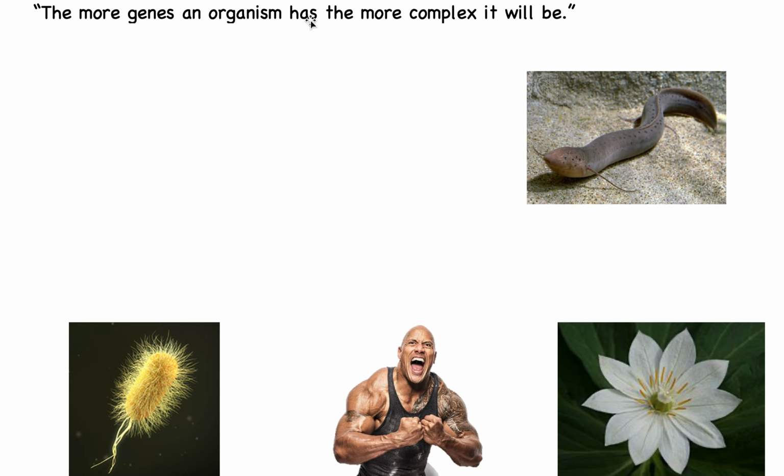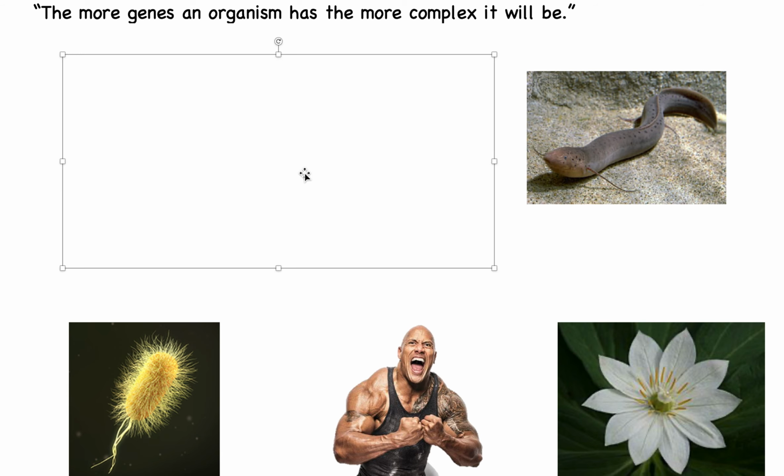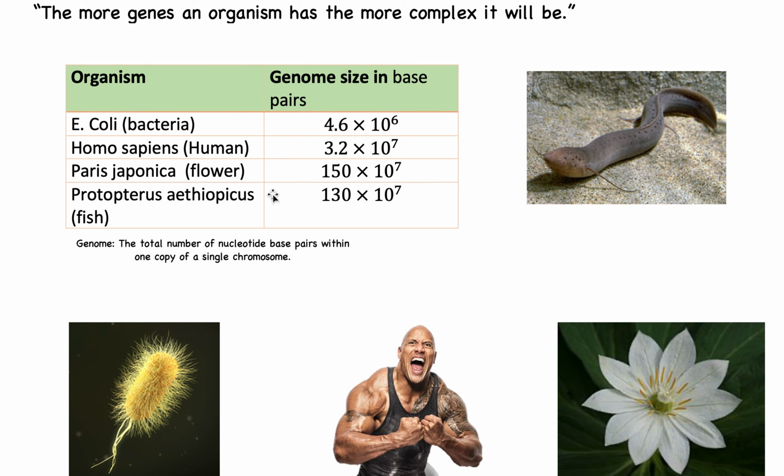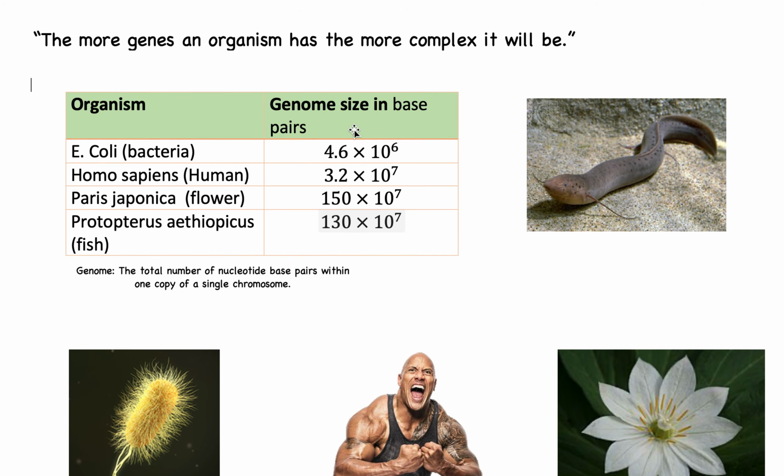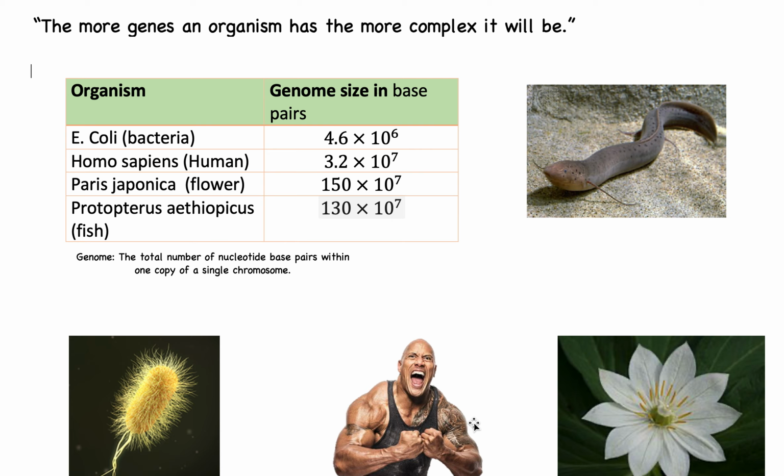The more genes an organism has, the more complex it will be. That's not true, because in that case it would mean that the rock has the most genes, which it does not. In fact, the most DNA is held by this flower, and second most is this fish, and then a human, and then some bacteria. So the total amount of DNA that you have does not correspond to how complex the organism is. It's not like that. The more genes you have, the more DNA you have, that does not necessarily mean that you are a more complex organism.